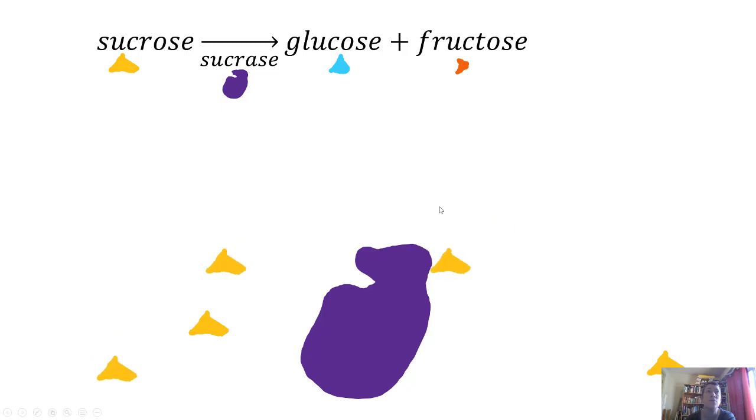So here our sucrose is moving around. One of the sucrose molecules bumps into the active site of the sucrase enzyme. The enzyme aligns and squishes it in ways that break the sucrose into glucose and fructose. The glucose and fructose can leave the enzyme, and now the enzyme could bind to more sucrose and do the whole process over again.